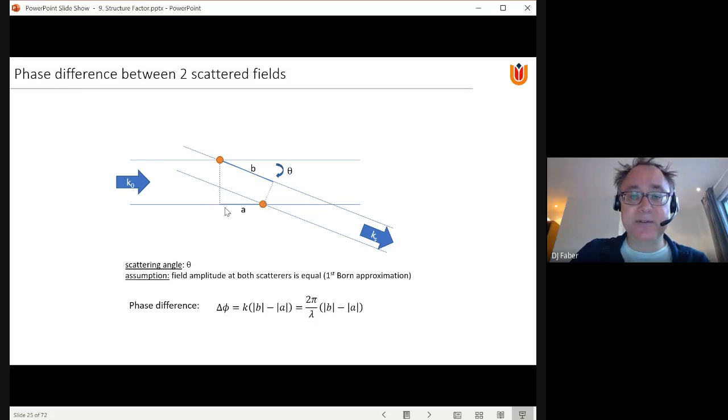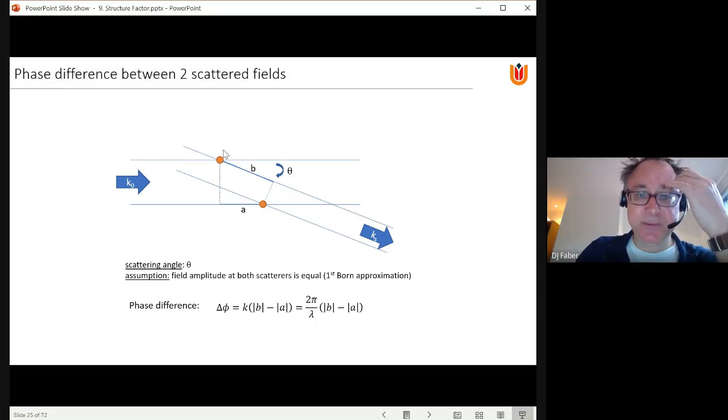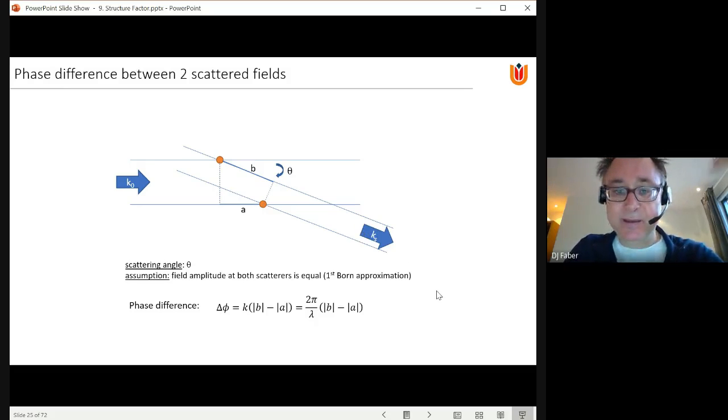The difference lies here. For the lower particle, there is an extra distance a traveled towards the detector compared to the top particle, and for the top particle, there is an extra distance b traveled from the source to the detector here. So the phase difference is then k, the wave number 2 pi over lambda, times the length of this segment b minus the length of this segment a. That is the phase difference. So what we have to do is use a little bit of geometry to actually calculate the length of these segments.